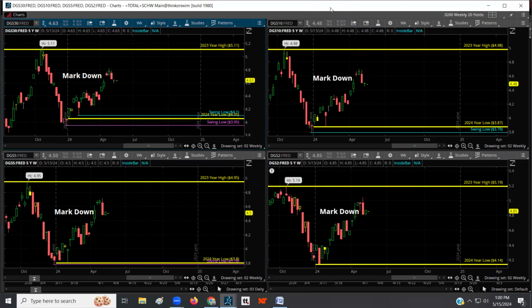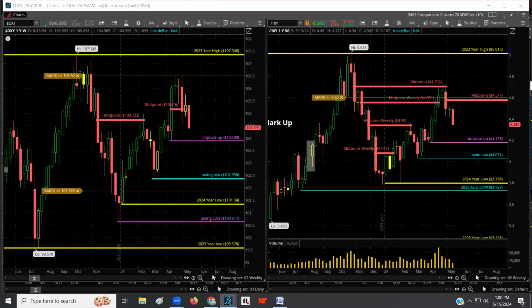Now we're going to go over the correlation, because I've been bearish the dollar as well. The left is the US dollar. The right is the 10-year yield. Looking at a 1-year chart of each of them. So the US dollar here on the left, here's the high of last year. Here's the low of last year. We're inside that range. I already mentioned that was on the 10-year yield.